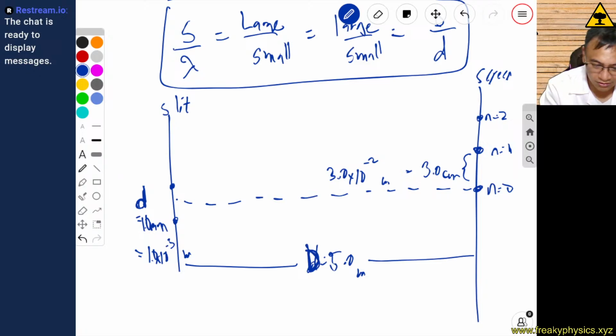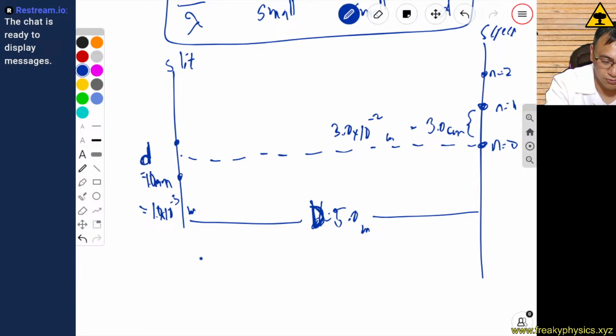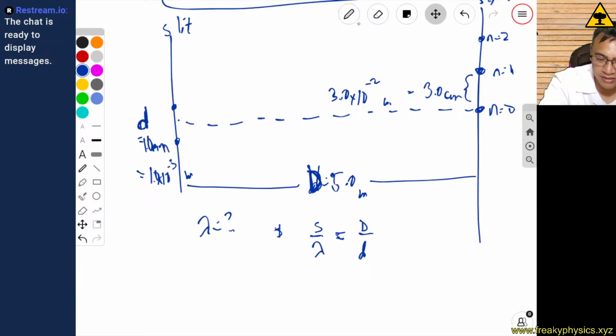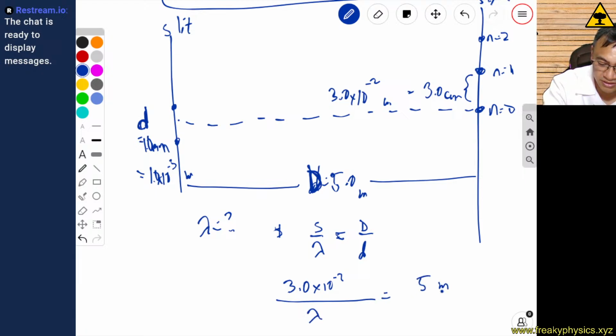So plug these into the equation, and therefore you can solve for the wavelength of the light that would produce this. So what's the wavelength equal to? Basically, you just do this: S over lambda equals big D over small d. We put our values in. Our S again is our separation between fringes or maxima. So this is going to be 3.0 times 10 to the minus 2 divided by the wavelength, which we don't know, equal to 5.0 meters over 1.0 times 10 to the minus 3 meters.